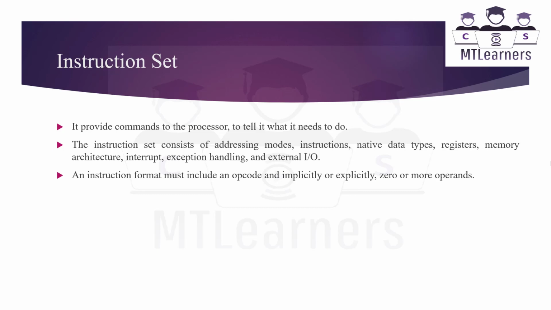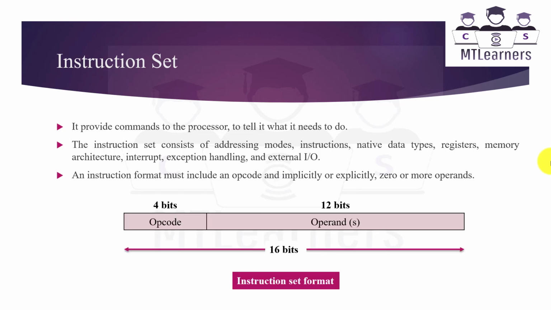The instruction set consists of addressing modes, instructions, native data types, registers, memory architecture, interrupt, exception handling, and external input-output. Instruction format must include an opcode and implicitly or explicitly 0 or more operands. This is the basic format of instruction set. It will be having opcode and operands. Let's suppose if instruction set is of 16 bits, then it will be having 4 bits for opcode and 12 bits for operands.